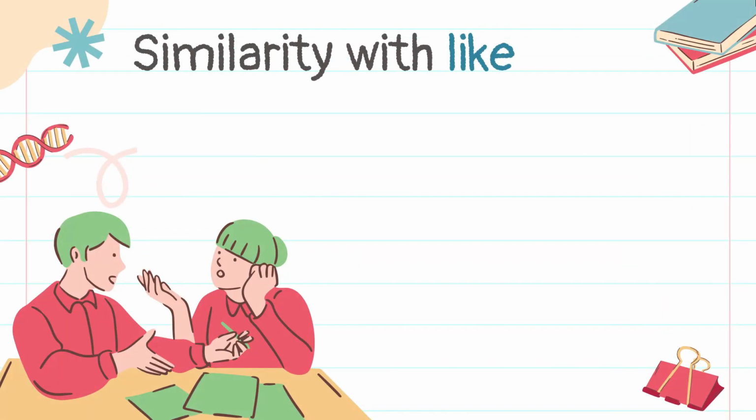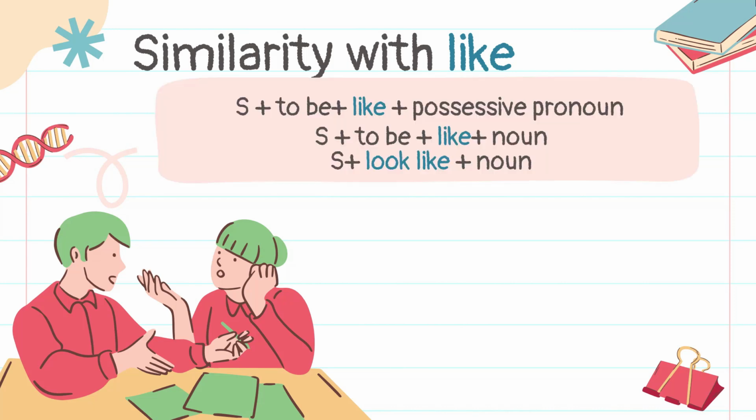And if you want to compare something that is similar, you can use like. Here is the form: subject plus to be plus like plus possessive pronoun. If you want to show something in personality or appearance, you can use these two forms: subject plus to be plus like plus noun, or subject plus look like plus noun. Be like we express personality. Look like we express appearance of someone.